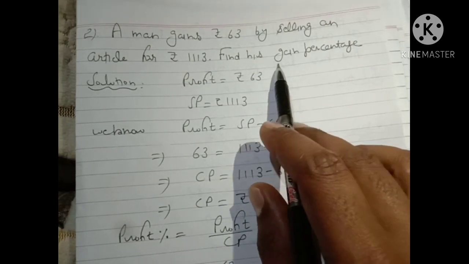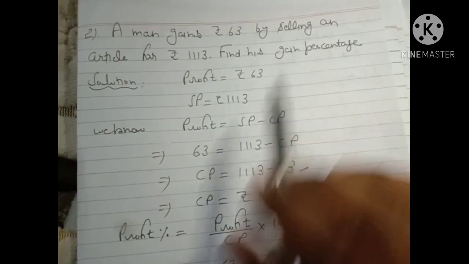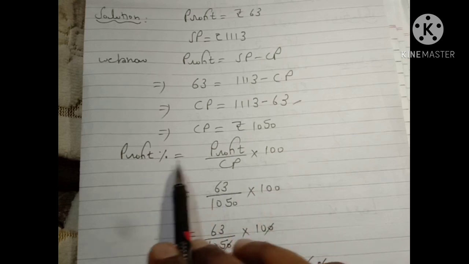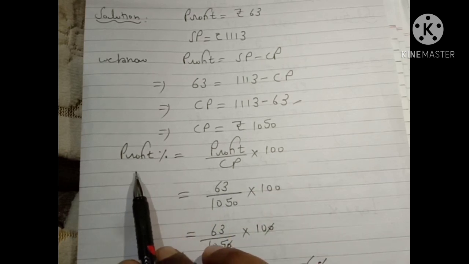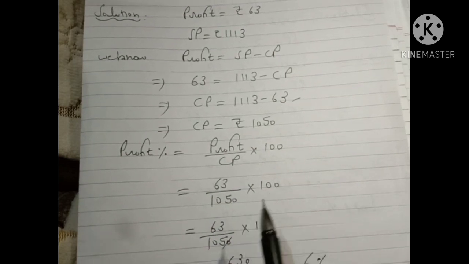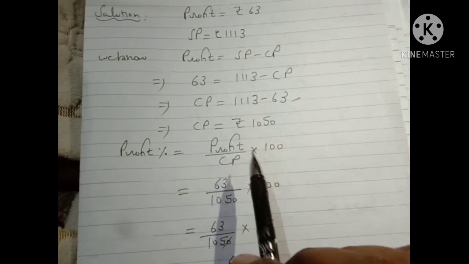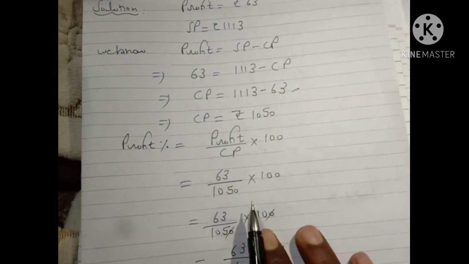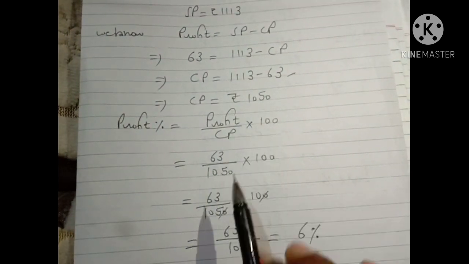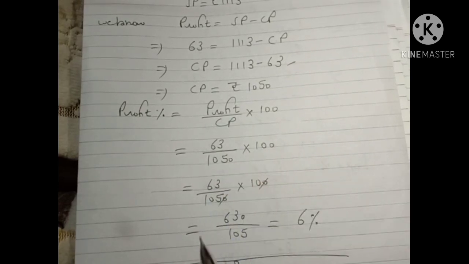So in this case, the cost price is 1,050, but this is not the solution, because here we have to find out the profit percentage, means gain percentage. How we can find out this one? We have to just apply the formula of profit percentage. Now the formula of profit percentage is equal to profit over Cp into 100, and you can see the value of profit is, in this case, already given, 63, and the value of Cp just now we found, that is 1,050, into 100.